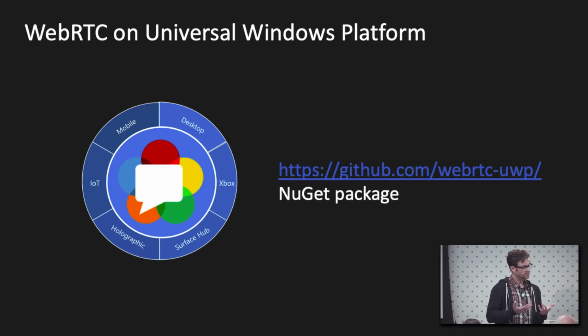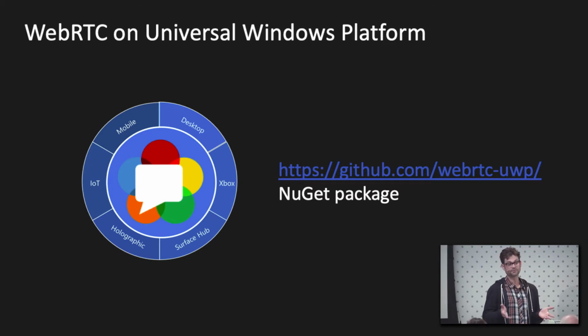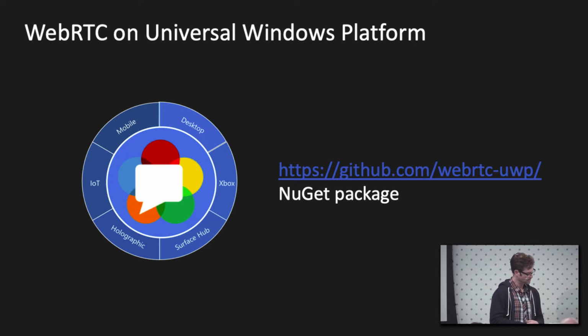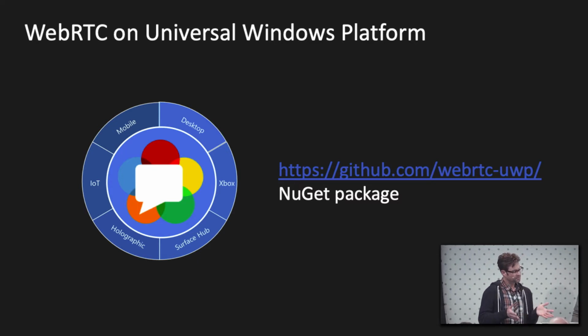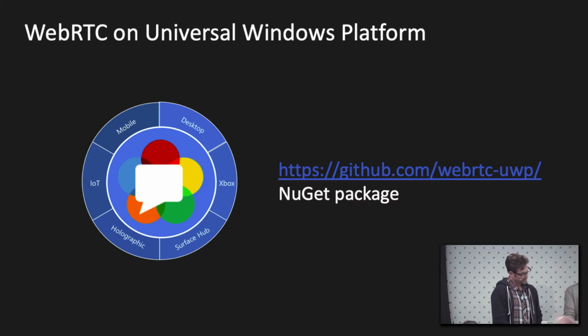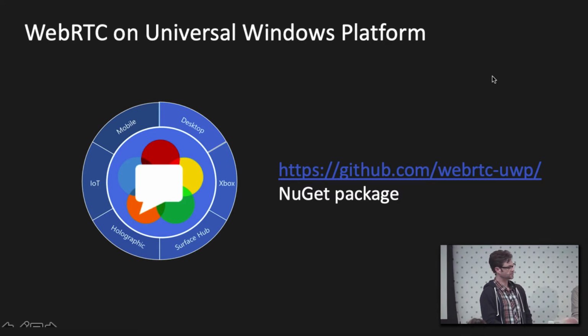So we noticed that WebRTC native app usage was increasing 4 years ago, and decided that we needed to fill that gap for the Universal Windows Platform so that people could build WebRTC apps on UWP. The UWP API surface is also language agnostic, so you can write apps for it in C++, C#, JavaScript, Python, any supported language.